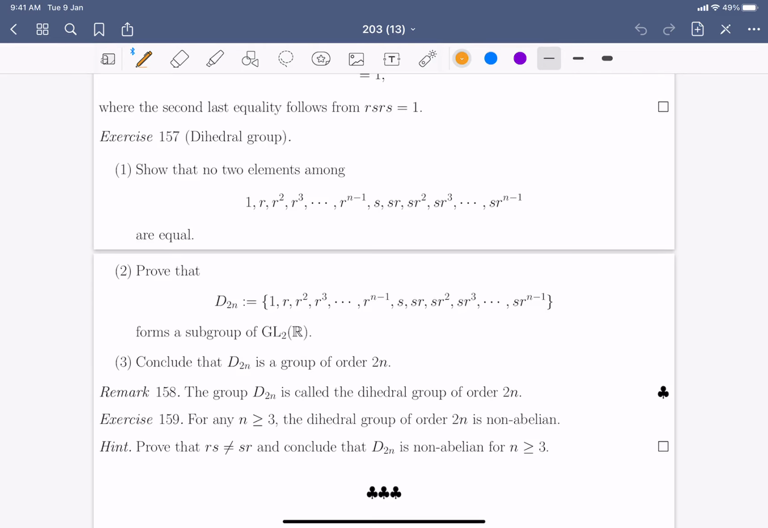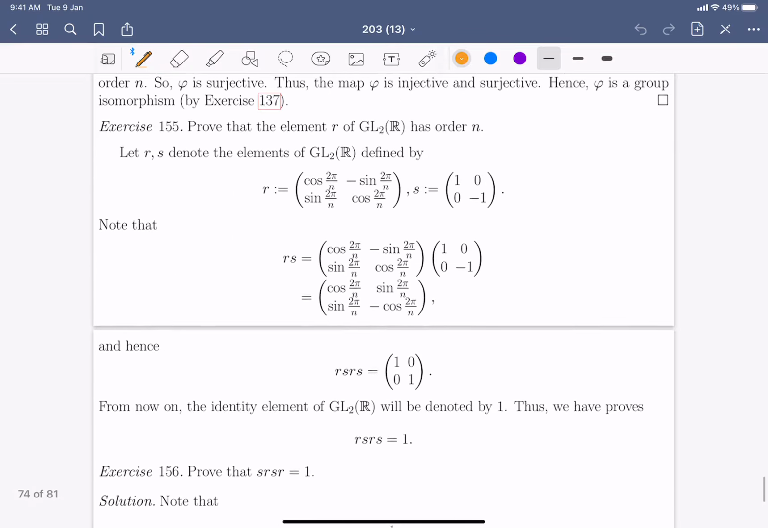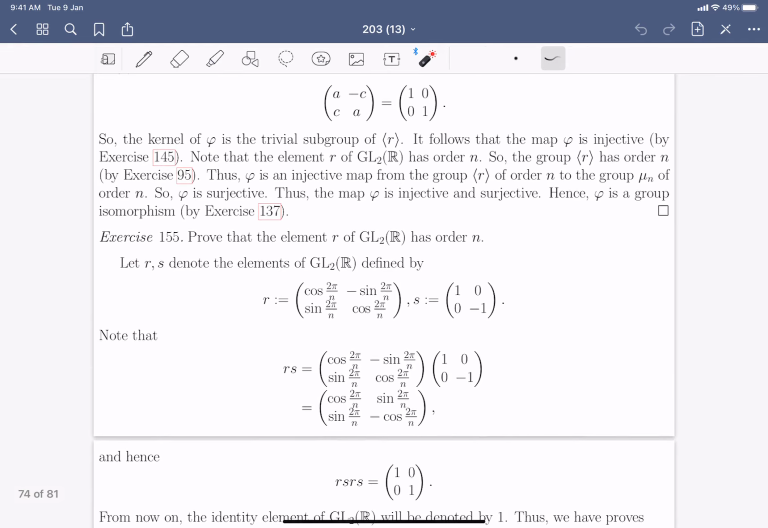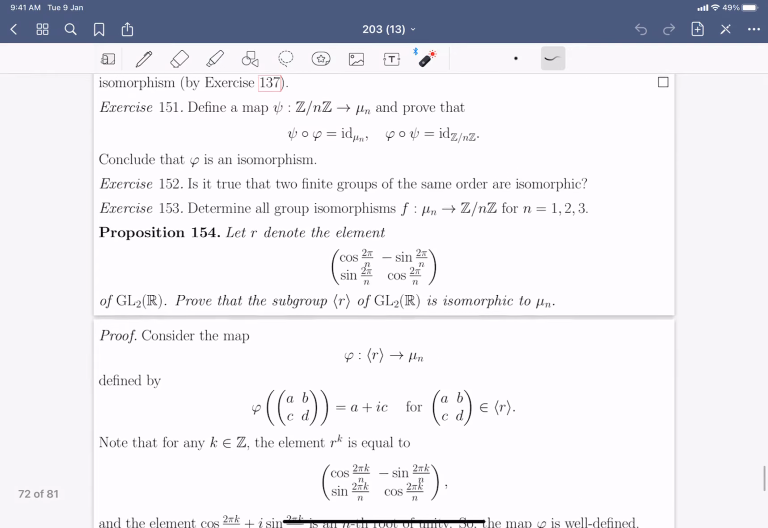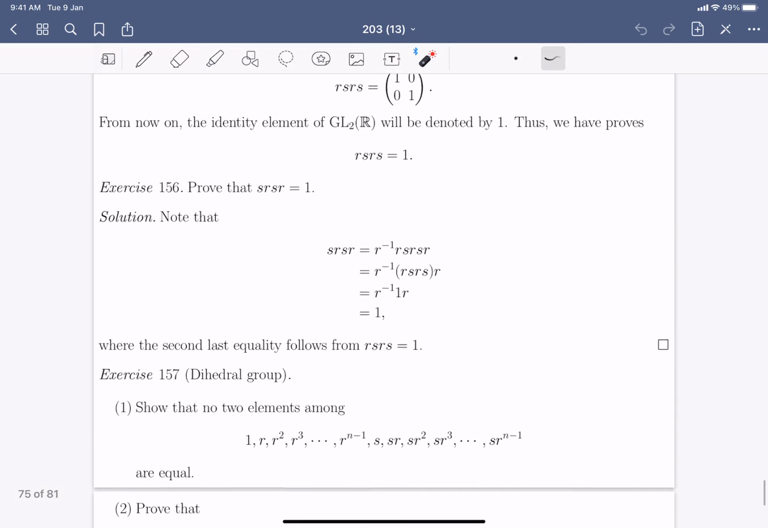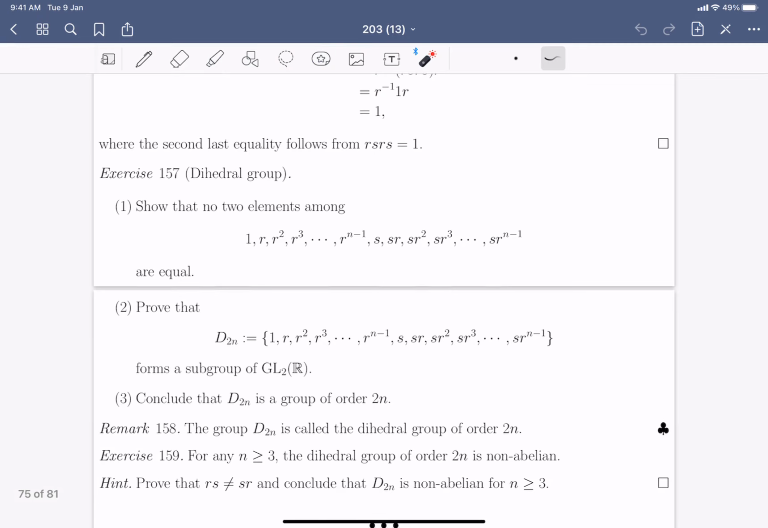Hello everyone. In the previous lecture, or rather towards the end of the previous lecture, we were discussing the dihedral groups. This is an interesting family of groups. By that I mean, for each positive integer n, you end up getting a group D2n, a group of order 2n.